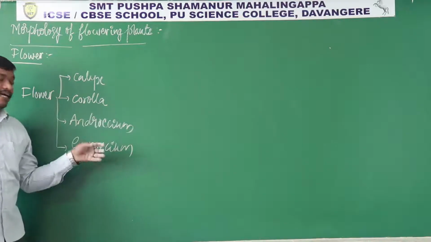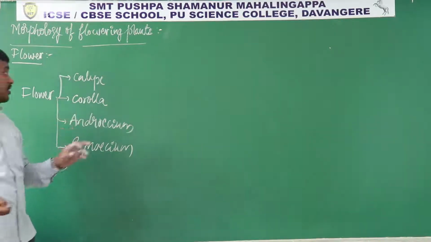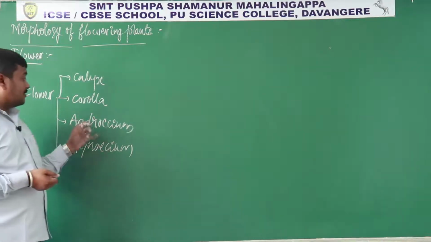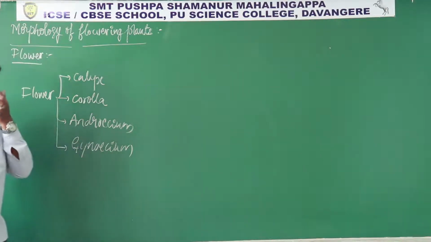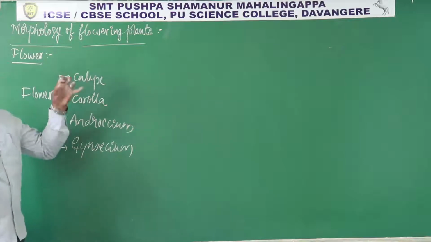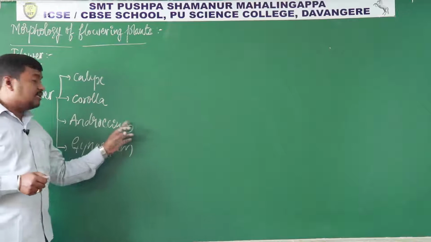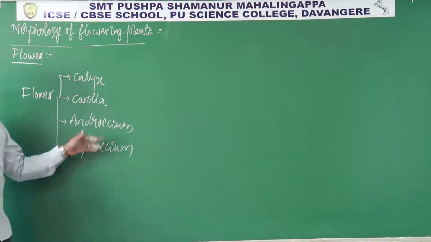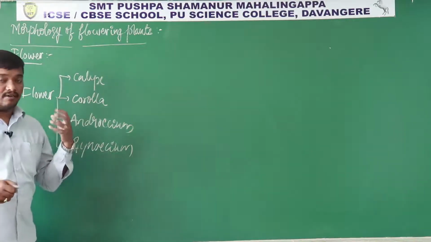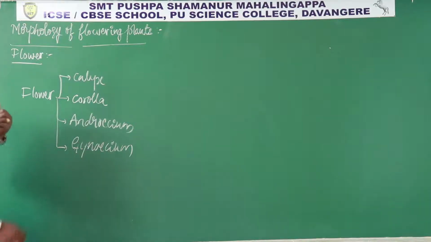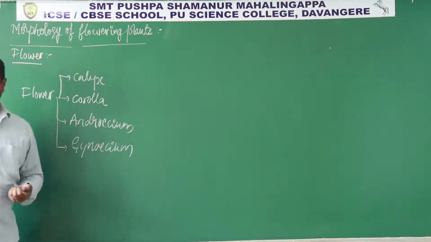Androecium and gynoecium help in sexual reproduction, whereas calyx and corolla help the androecium and gynoecium for pollination purposes. Calyx is for protection, corolla is to attract the pollinators, androecium produces the microspores and pollen grains, and gynoecium produces the ovary, ovule and egg. Okay, so let us discuss the individual structures in detail.